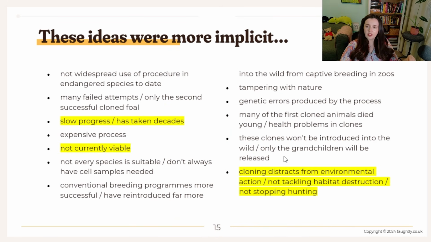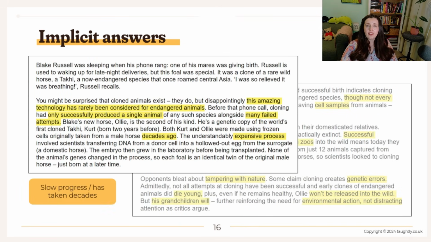Now do notice that the following 3 answers were more implicit. So slow progress, not viable, and that it distracts from environmental action. These weren't clearly stated in the text, so we had to use our brains a little bit. The fact that it's slow progress, you can get that from the fact that actually the cells were taken from a male horse decades ago. So it's taken at least decades to get this current horse, therefore it must be slow.